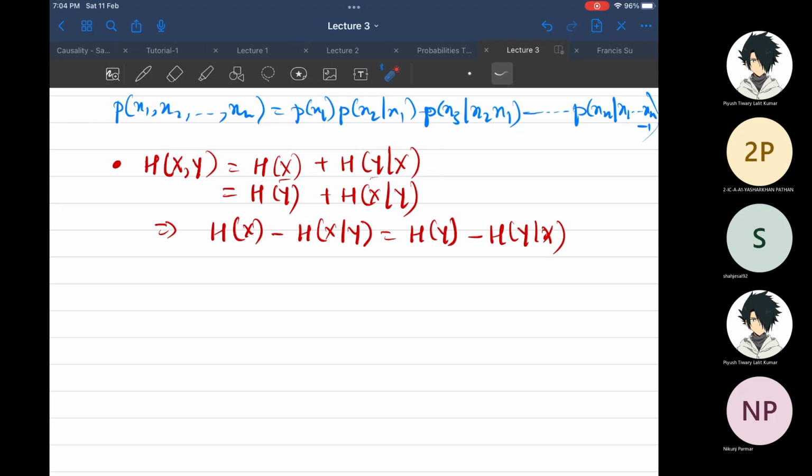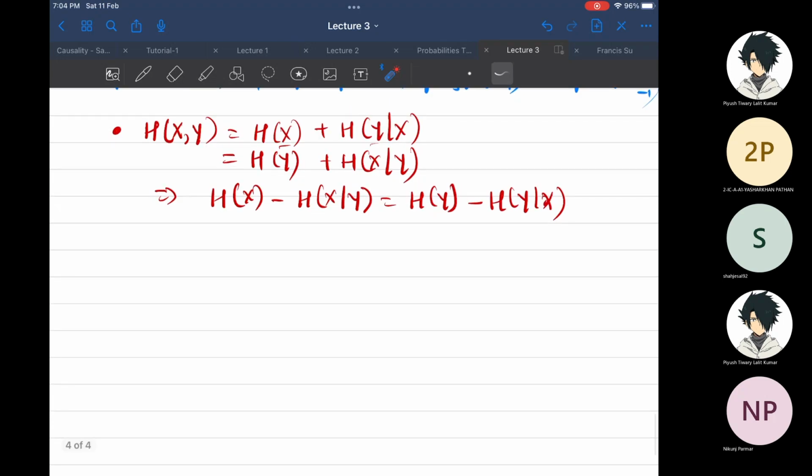So it's like the following, right? Let's say there is some uncertainty in x, and if I provide you the information about y, this is the remaining uncertainty, and I subtract them. This is equal to the amount of uncertainty about y minus the amount of uncertainty in y when I provide the information about x. That's all. You can prove several things like this once you know the definitions.